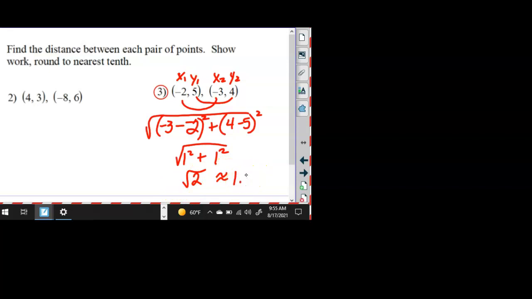Is it 1.4? 1.1? 1.4, I think. Anybody got a calculator? 1.41. Yeah. To the nearest tenth would actually be 1.4. Okay. I would prefer that you left it square root of 2, but that's not what the direction says here. Any questions? Okay, real quick.